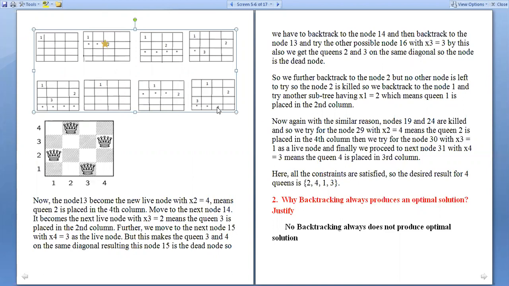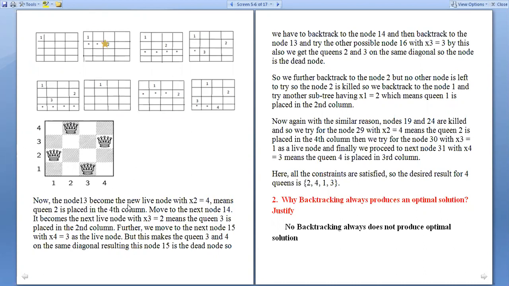Now you can place the queen 4 in the third column. Okay, this is the final solution figure. You can easily understand. See the diagram of 4 queens, how they are placed such that we reach our goal state by satisfying the constraints.